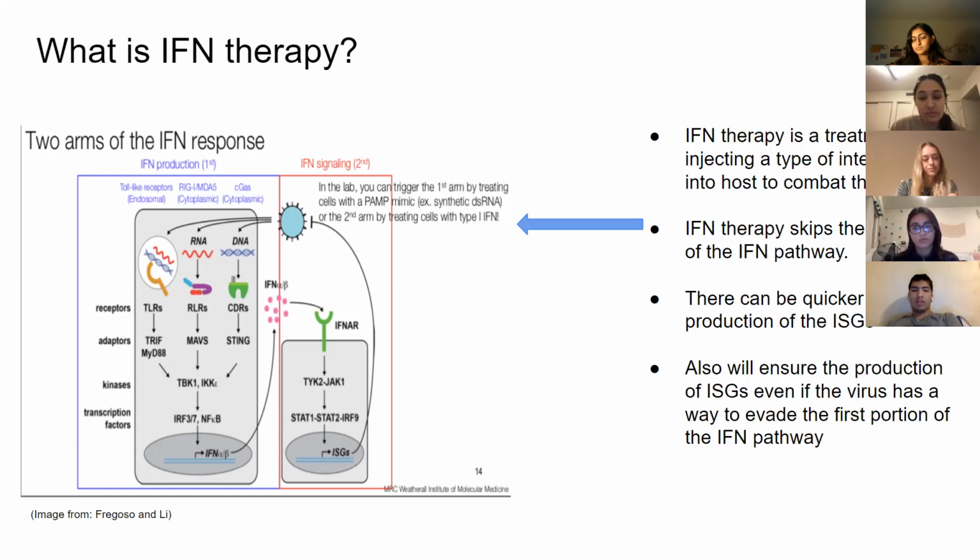Also, with interferon therapy, this will ensure the production of ISGs, even if the virus has a way to evade the first portion of the interferon pathway. The reason why interferon therapy is useful is because it bypasses the production of interferons and can go straight to the binding of IFNAR and then the production of ISGs. This means that it also bypasses some of the antagonisms that hepatitis C has against the interferon pathway. Next.